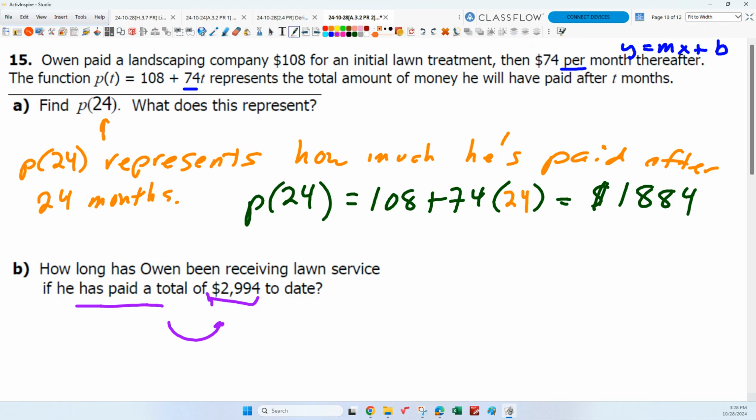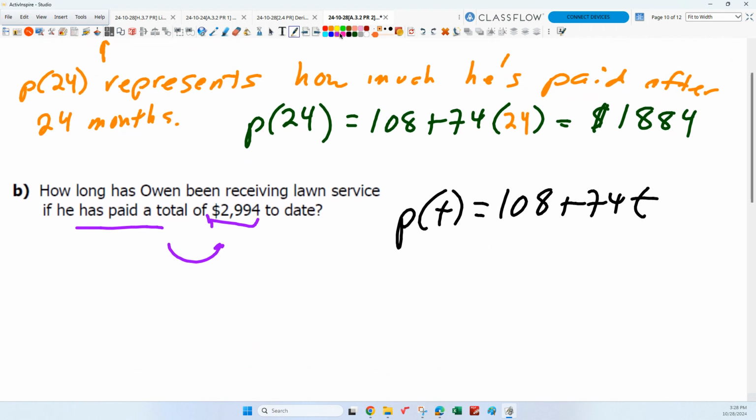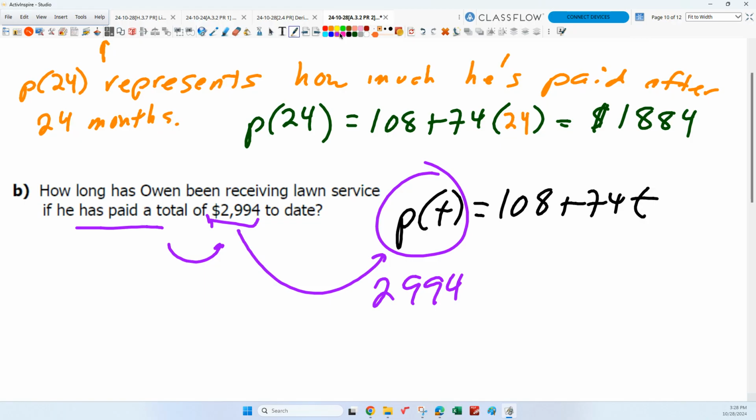So in other words, I'm going to take my function, P of t equals 108 plus 74t, and I'm going to plug this in for my output P of t. That's an output number. It's a money amount that I've paid. That's what the output is calculating. Give me thumbs. Okay? And I would just get the equation 29.94 equals 108 plus 74t, and they want to know how long has he been receiving lawn service. How would I find out?